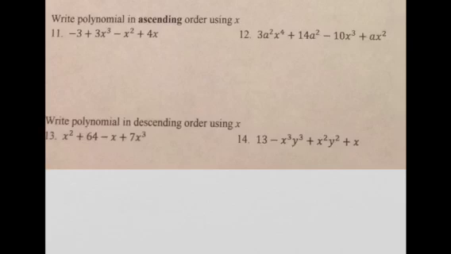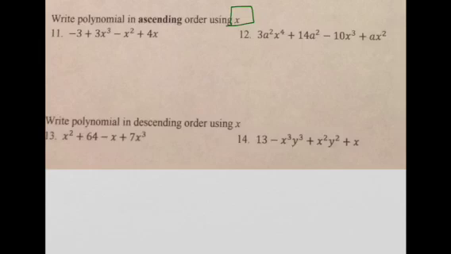Now let's take a look at how to write polynomials in ascending and descending order. They're always going to have to tell you what variable to use, particularly if you have a polynomial that has more than one variable. So we're using x for the first two examples that we're going to be using.